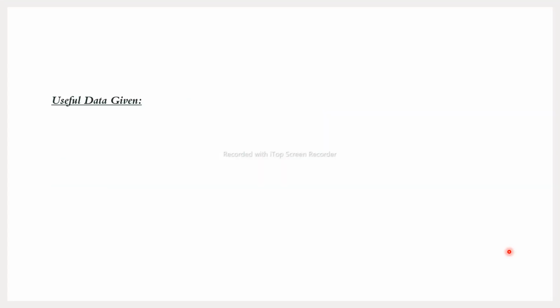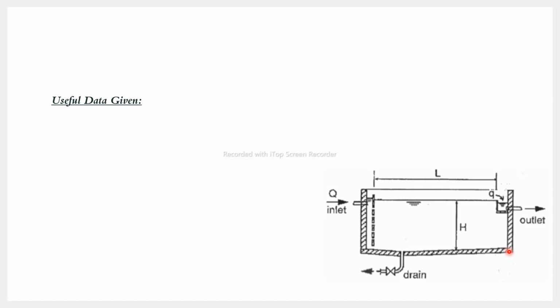So again, the useful data given here for the same type of settling scenario: L, the length of the tank, is given as 10 meter. The flow rate Q is given as 0.75 meter cube per second. In the earlier problem it was 720 meter per day, I think. The breadth, that is the perpendicular direction to your screen, is 3 meter.